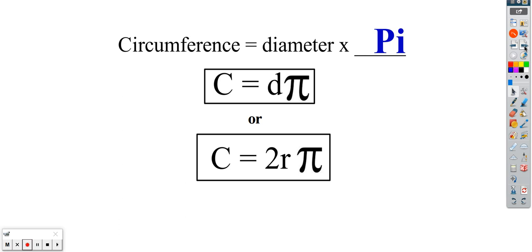The formula for finding the circumference of a circle is the diameter, that's the line that goes all the way across, times pi. It can be written in word form, and here is C for circumference equals the diameter times pi, that's our symbol for pi. But remember that you have to multiply your radius times 2 to get the diameter, so 2 radii times pi would also be a formula you could see for circumference.